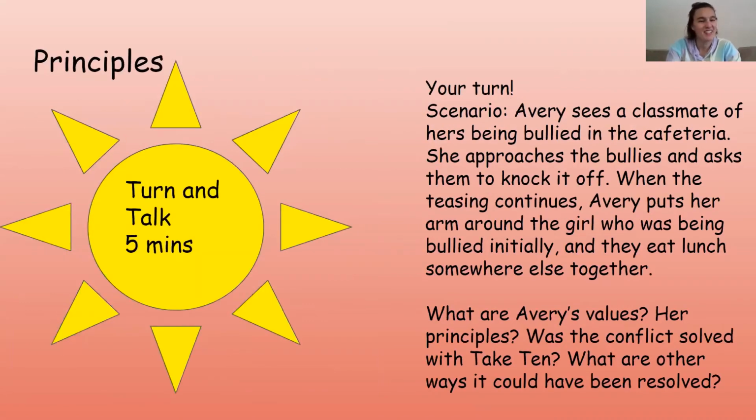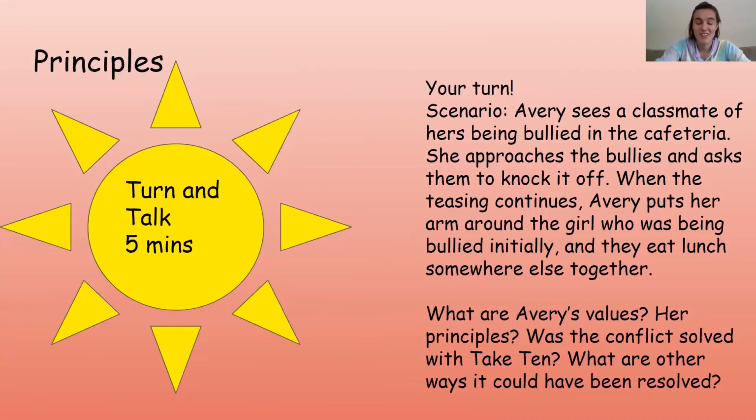Hey, a turn and talk. Now it's your turn to talk things out. I gave you a scenario and here it is. Avery sees a classmate of hers being bullied in the cafeteria. She approaches the bullies and asks them to knock it off. When the teasing continues, Avery puts her arms around the girl who was being bullied initially, and they eat lunch somewhere else together. So the first two questions are, what are Avery's values and her principles? Go.